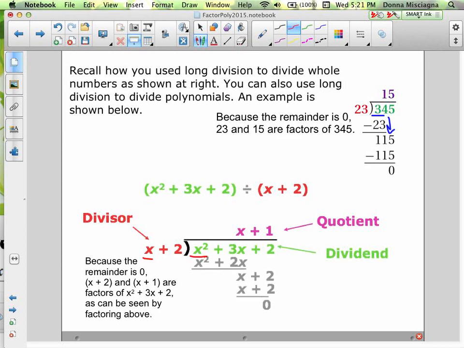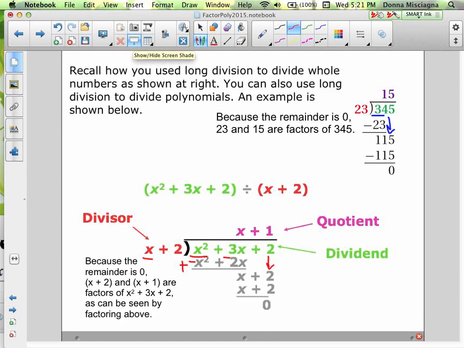And then we subtract. Remember, when you're subtracting, that means to add the opposite. If you don't remember to add the opposite, you may have a sign error. Number one mistake students make is forgetting to distribute the subtraction sign to all the terms. So 3x minus 2x gives me x, and x wouldn't be enough, so I'd have to bring down another term.